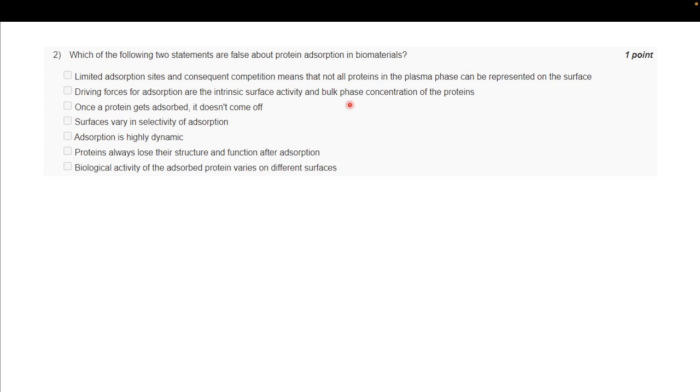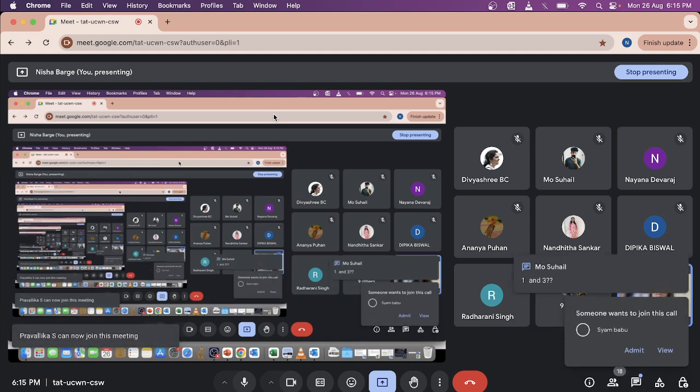Ma'am, option 3 is wrong, I think, because they can come off when there are more proteins present on that surface. Other proteins can come and adsorb, whereas some of the proteins might come off. Okay, sure. So you're saying option 3 is one answer. Do you have any other option? Because we have to choose two.